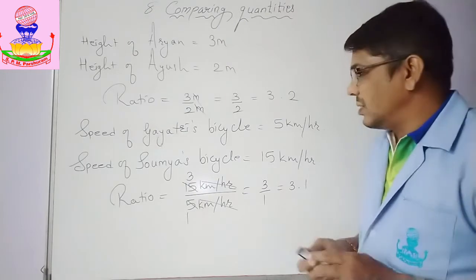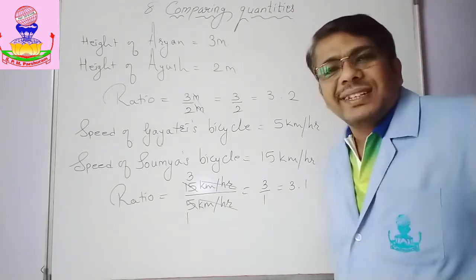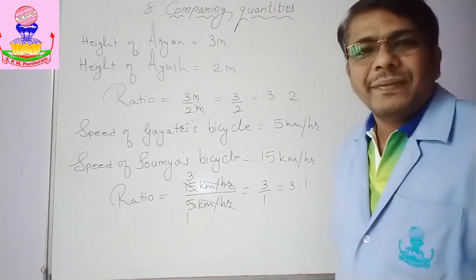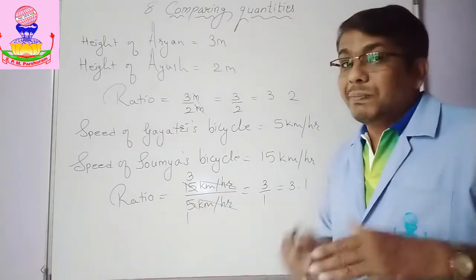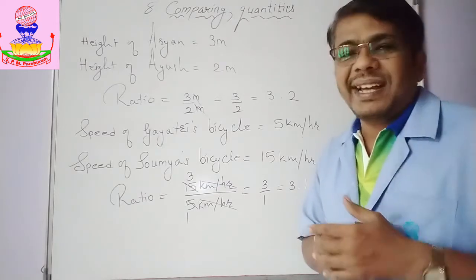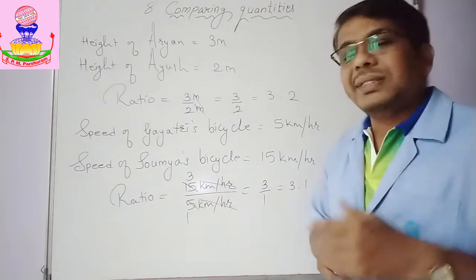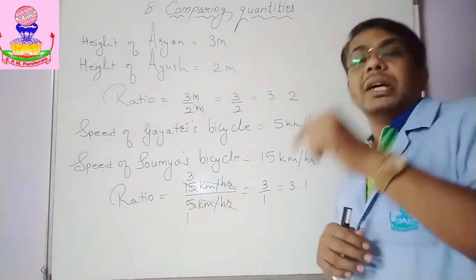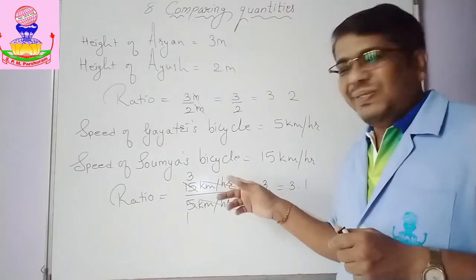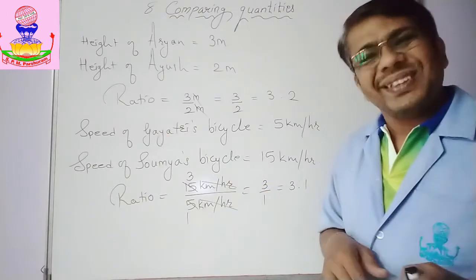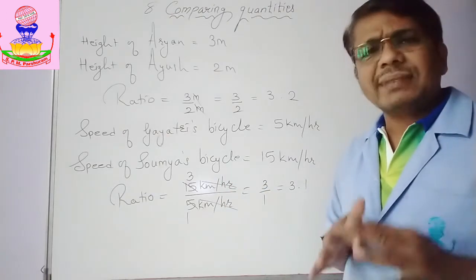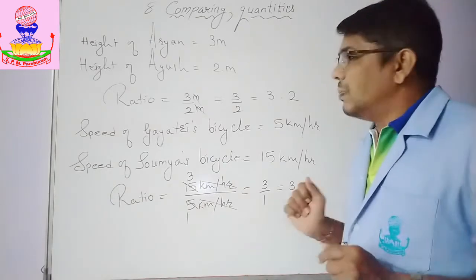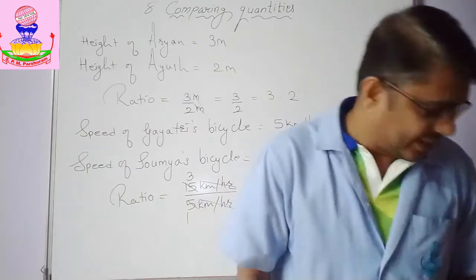In other words, I can say speed of Soumya's bicycle is 3 times that of Gayatri. If I invert it, this comparison we have studied in 6th standard. I can inverse this. Speed of Gayatri's bicycle is 1/3 of Soumya's bicycle. I can say this. Both are correct. No doubt about it. Okay. Now, let me take another example.